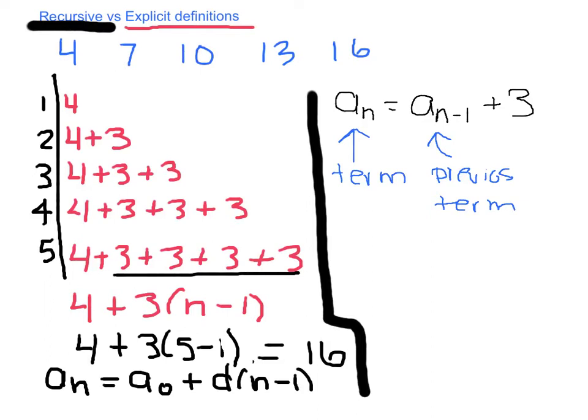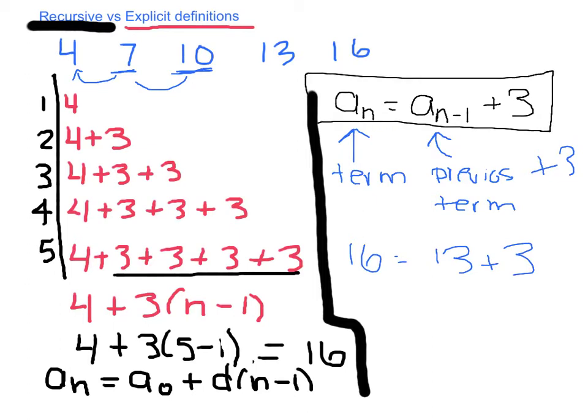So this is sort of like saying how you would describe this. If I wanted to get 7, I would take the previous number 4 and add 3. If I wanted to get 10, I would take the previous number 7 and add 3. If I wanted to get 16, I would take the previous term, 13, and add 3. So this definition, the recursive definition, is how I would get the last term from the previous term.